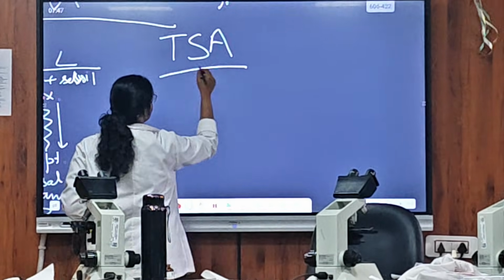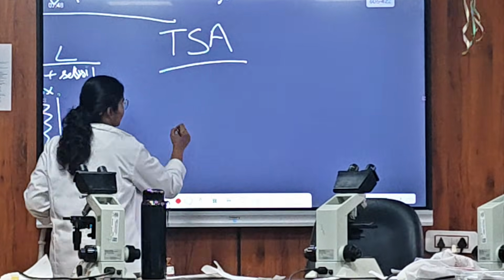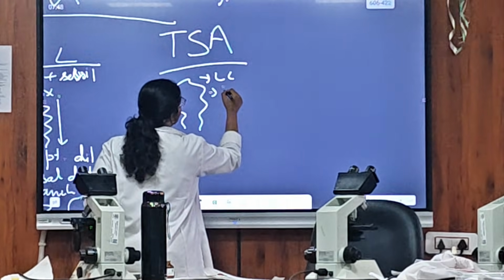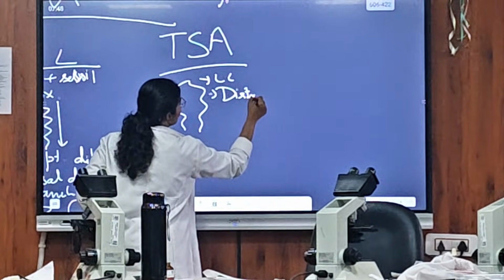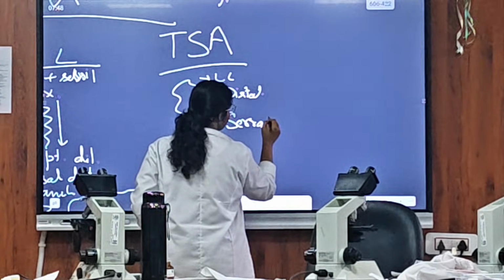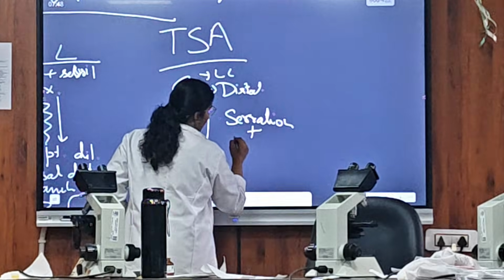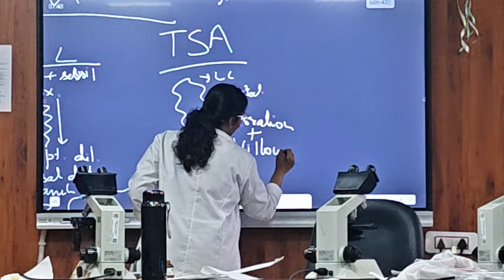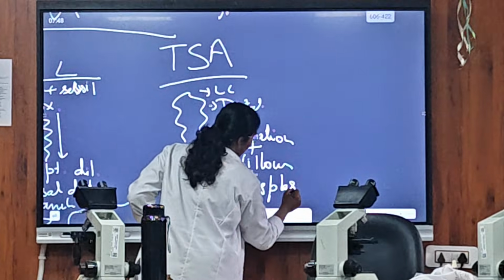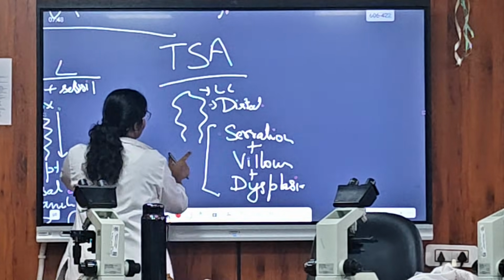And then we have a traditional serrated adenoma. This is also serrated in whole length, and it is less common and occurs in the distal colon. Three things are very important here. First of all, serrations in full length, villous architecture, and dysplasia. Very high risk of cancer is present here.